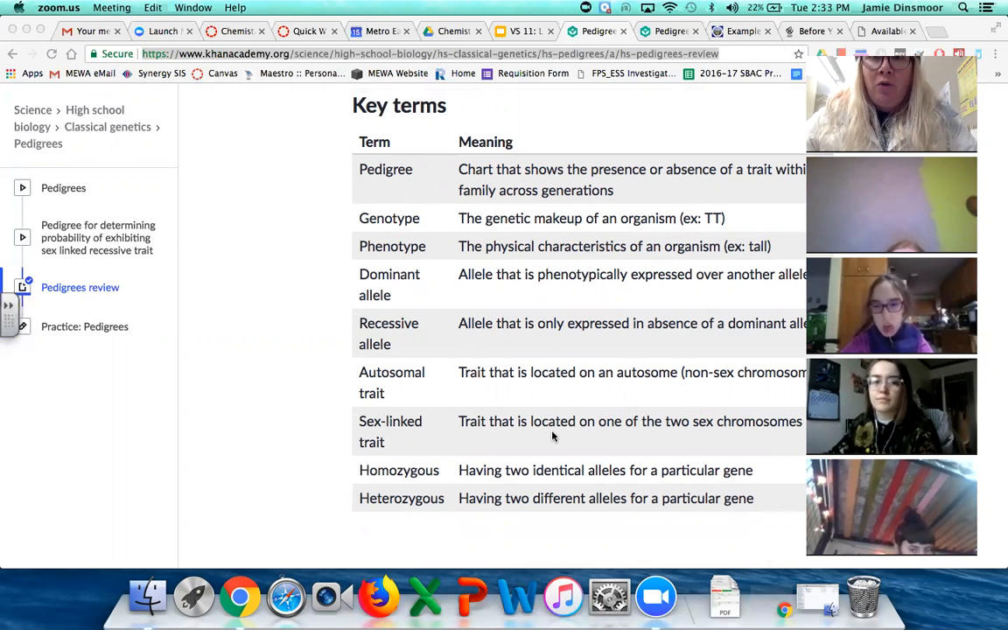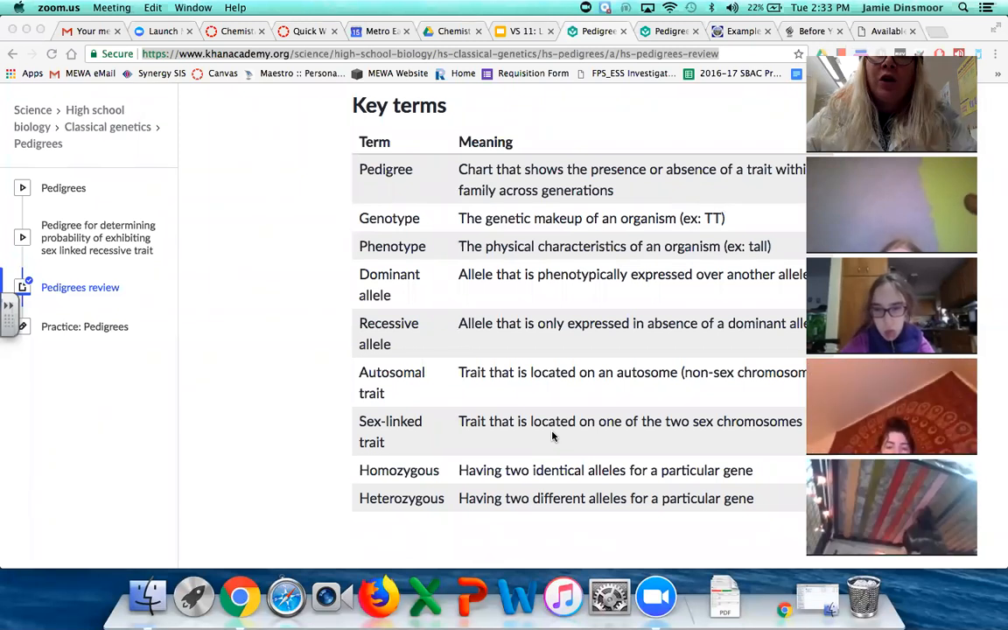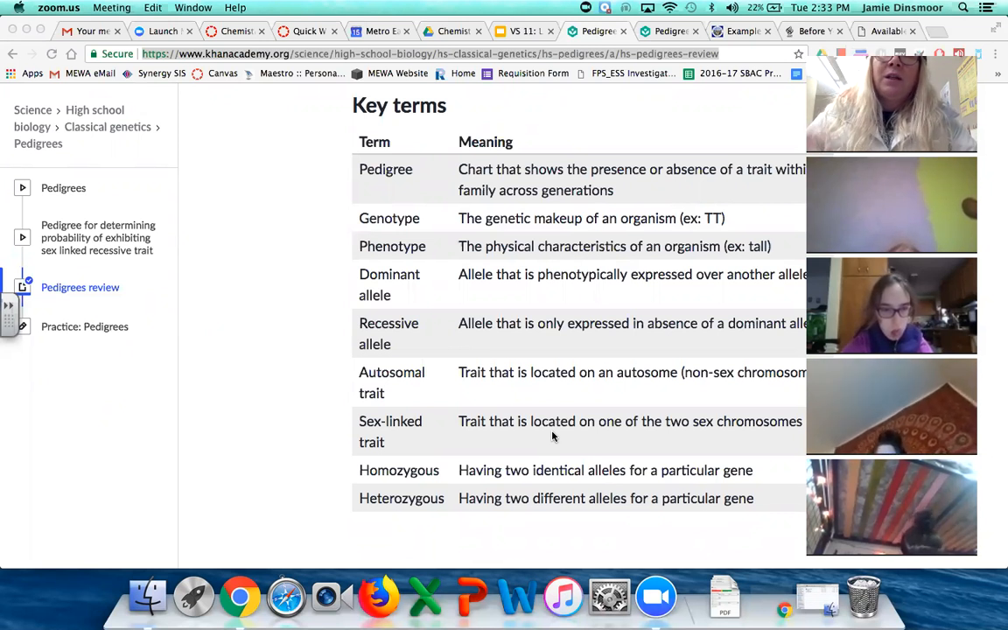So what is a pedigree? Well, it is a chart that shows the presence or absence of a trait within a family across generations. So what that means is we're looking at heritable diseases, right? Something that can be inherited from either a previous generation or 2 generations or whatever. In order to be able to read a pedigree or understand it, we also need to know these other words, which are things we've gone over before, right?